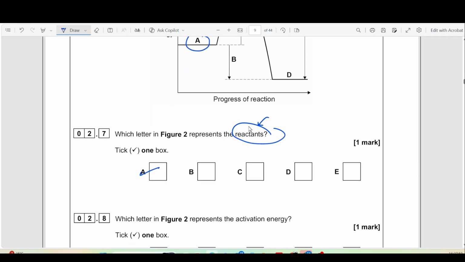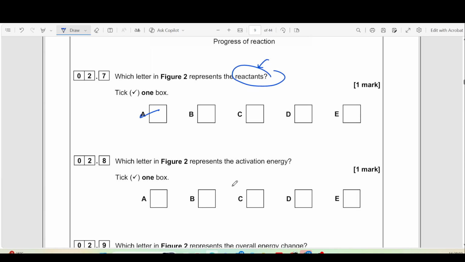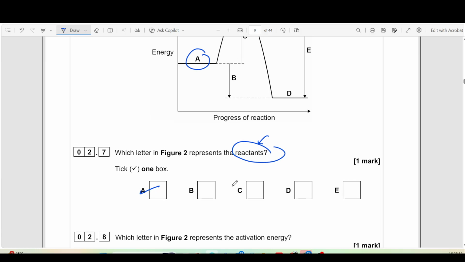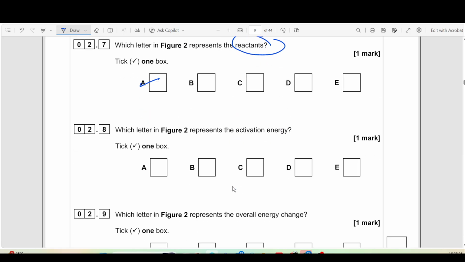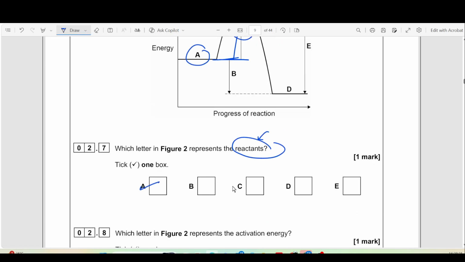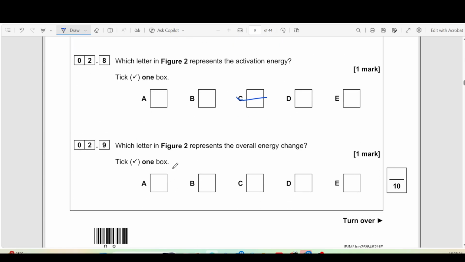Which letter represents the activation energy? Activation energy is the energy required to reach the peak of the curve from the energy level of the reactant. Activation means the minimum energy needed for the reaction to occur. So activation energy is represented by this C. C is the energy required to reach the peak of the curve, right? So this is activation.